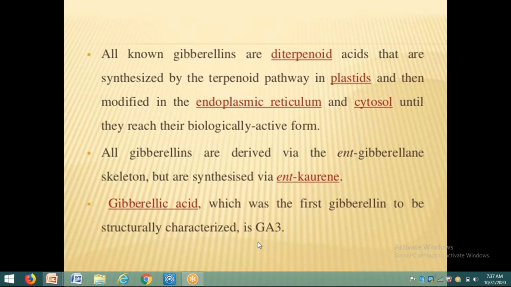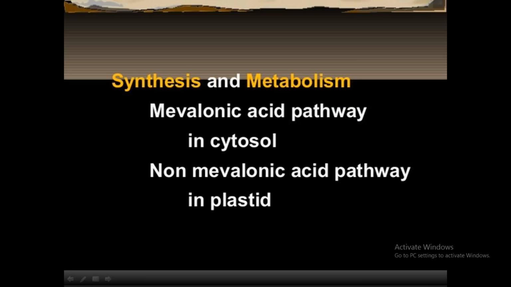I will clear this for you, students, then it will be clear. Synthesis and metabolism. They are synthesized by 2 pathways: the mevalonic acid pathway in the cytosol and the non-mevalonic acid pathway in the plastid. Their synthesis takes place in 2 locations, cytosol and plastid. In the cytosol, they are synthesized by the mevalonic acid pathway, but in the case of plastids, they are synthesized by the non-mevalonic acid pathway.